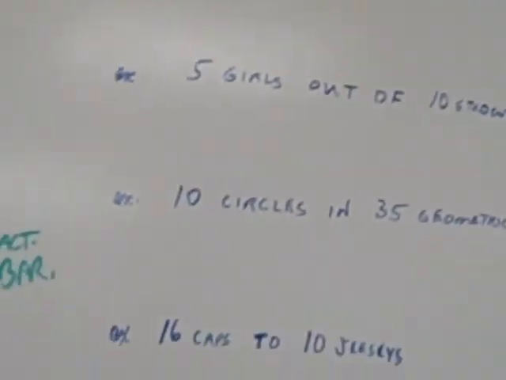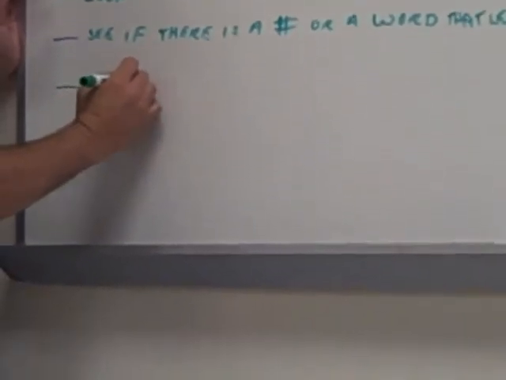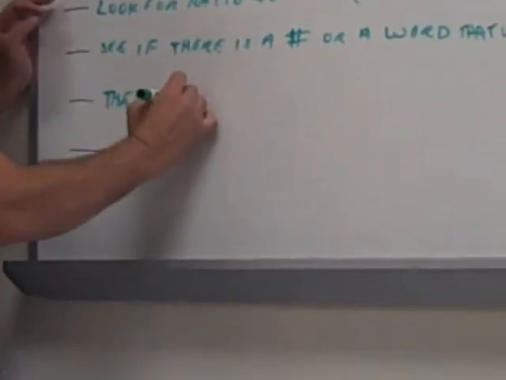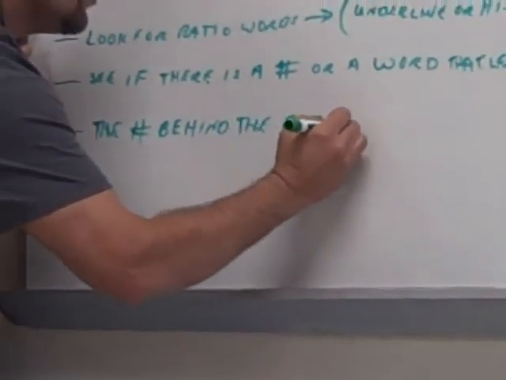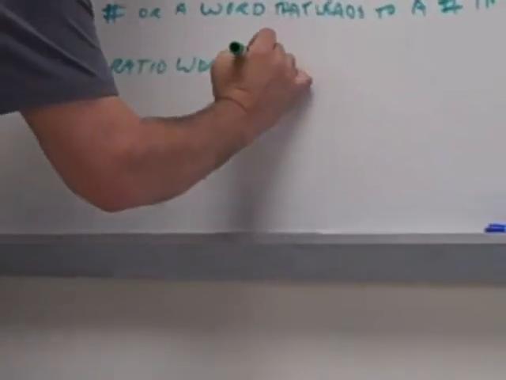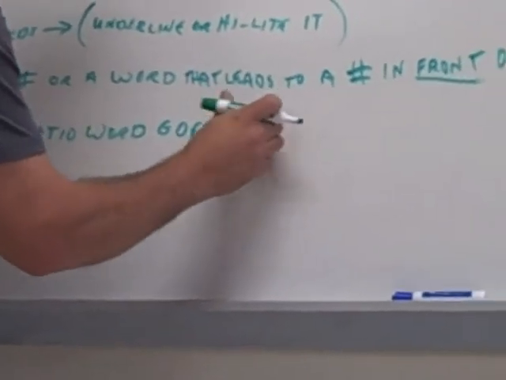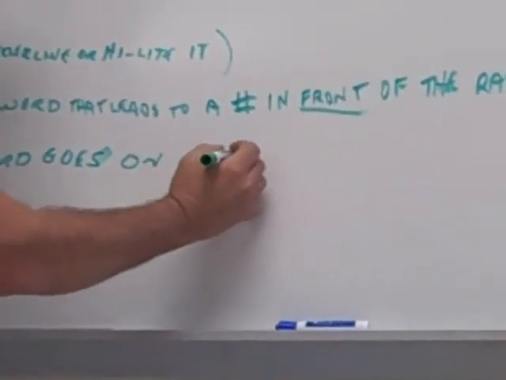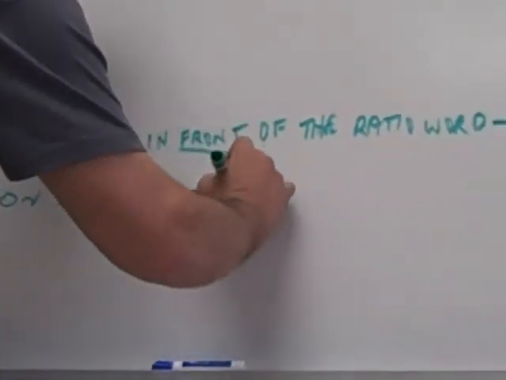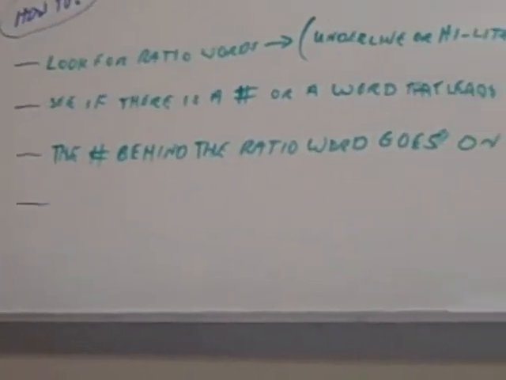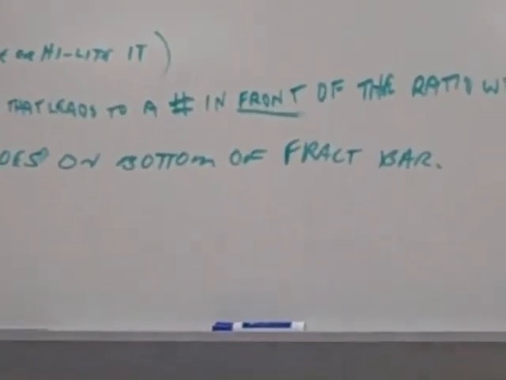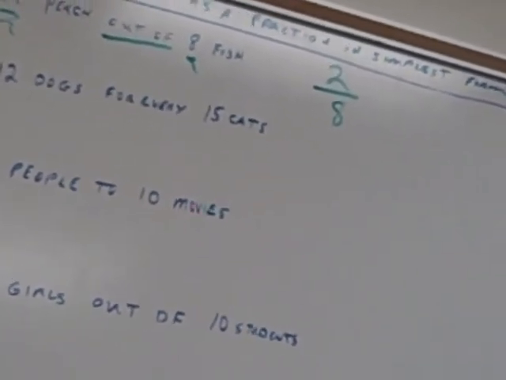Okay? So, what do you think the next one's going to be using our logic? Put the other number on the bottom. The number behind the ratio word goes on the bottom of the fraction bar. So in our little quickie fishing problem, what comes after? 8. It goes on the bottom. We have written a ratio in fraction form.